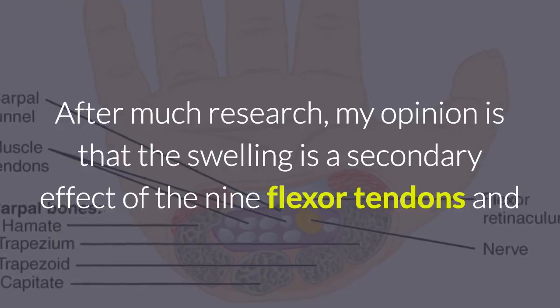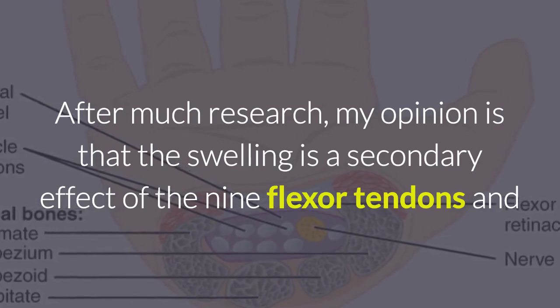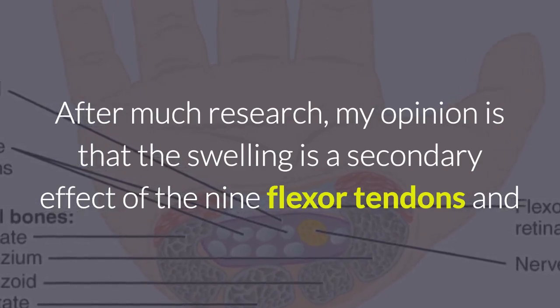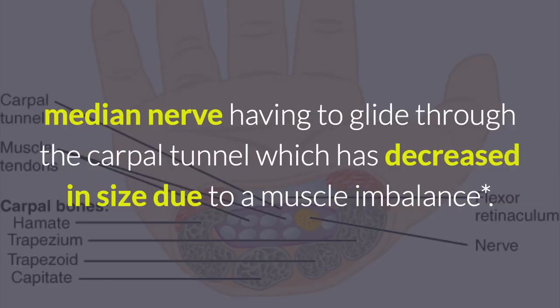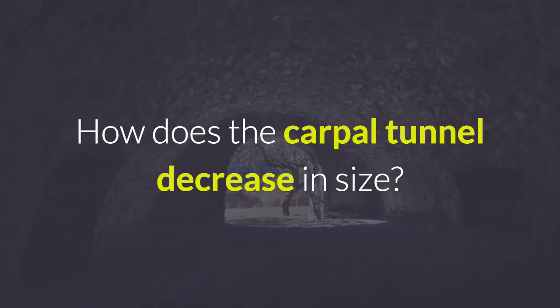After much research, we are of the opinion that swelling is a secondary effect of the flexor tendons and median nerve having to glide through the carpal tunnel, which has decreased in size due to a muscle imbalance. How does the carpal tunnel decrease in size?